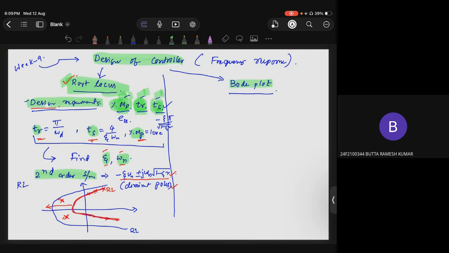Now, same thing in the frequency response, particularly using the Bode plot. There also you'll have the design requirements.